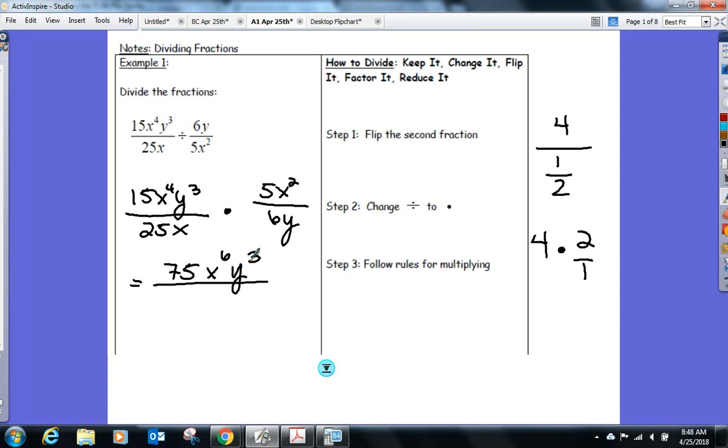Same thing we did yesterday. I'm going to reduce at the end. 25 times 6, 150. How many x's? And how many y's? All right, now you guys can reduce. Remember, your calculator will do 75 over 150 for you.